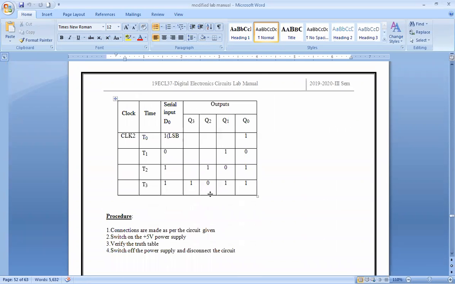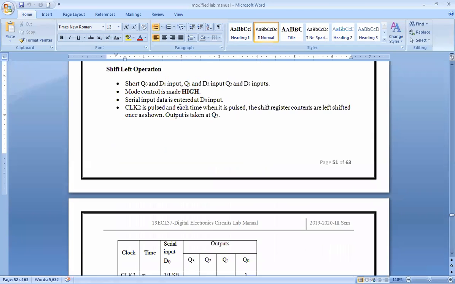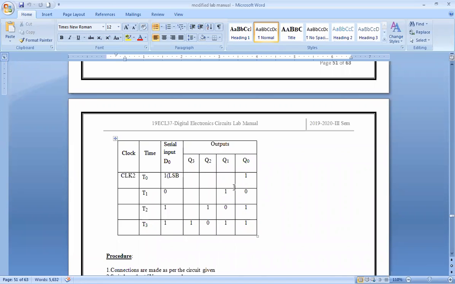Okay, so which means as soon as I give my D0, that will be connected to Q0, and then that will be shifted left. So when it's shifted left, this value comes here. Then again, this one comes here. Then again, when it's shifted left, this value, which is at D0, will appear at Q0. So here it is the reverse process. Whatever we see for shift right, shift left happens in a reverse process.